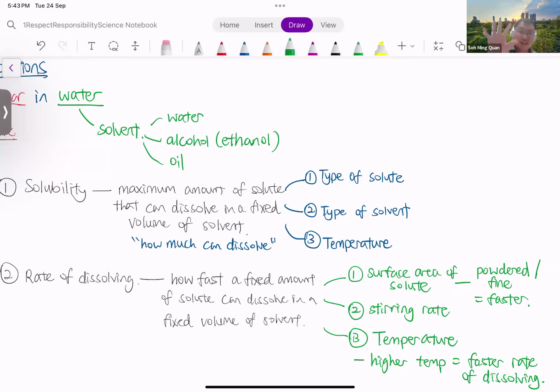You can see that it's quite different from the factors affecting solubility. So these are two different concepts altogether. So I advise you to learn them separately, but under each concept, you learn the factors which affect that particular property. Okay. And with that, actually, we have come to the end of chapter 3's revision.